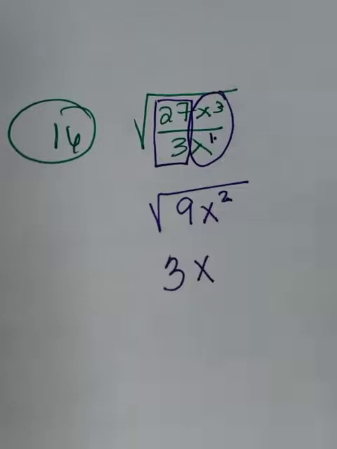So now I just take the square root of each. Square root of 9 is 3. 2 is even. Use our trick. 2 divided by 2 is 1. It's just 3x.